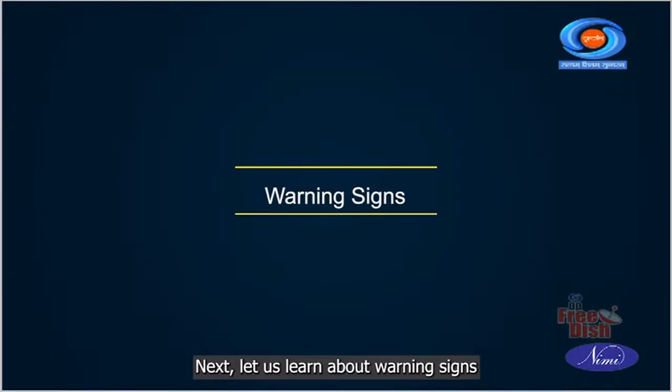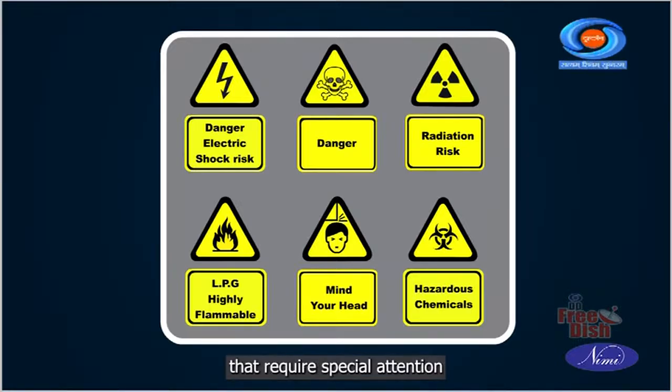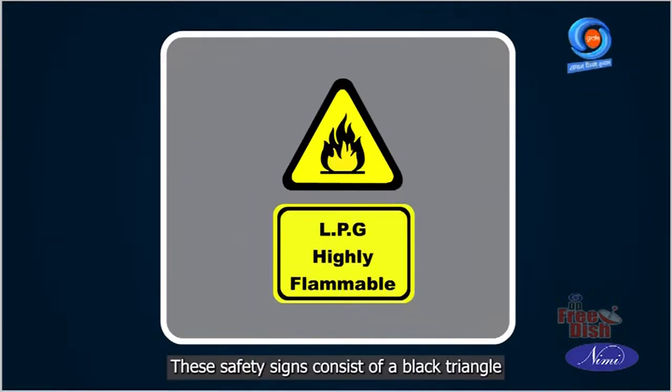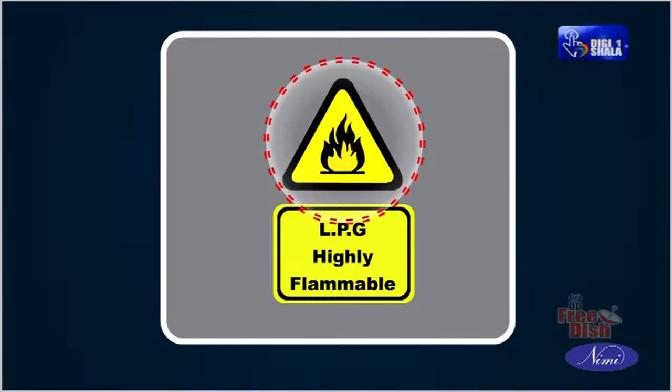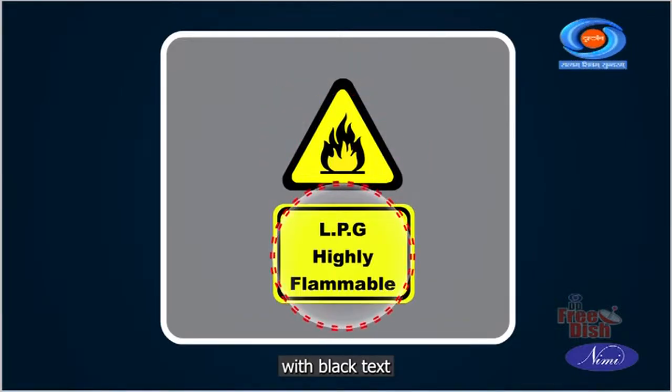Next, let us learn about warning signs. Warning signs warn of hazards or conditions that require special attention. These safety signs consist of a black triangle and an icon on a yellow background with black text.